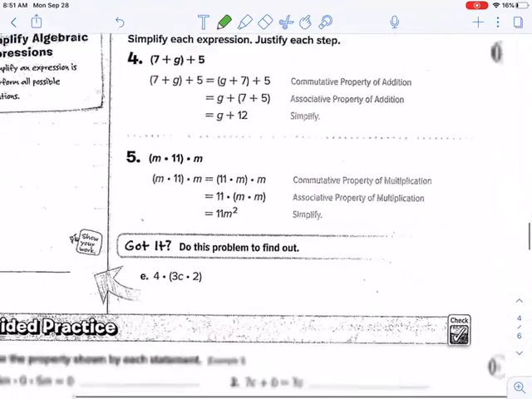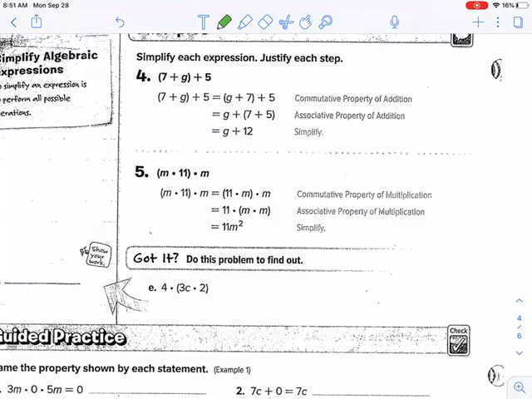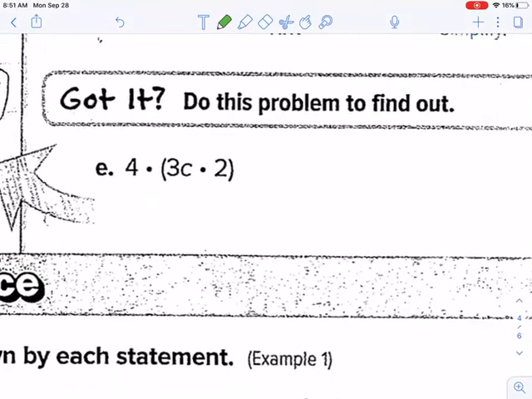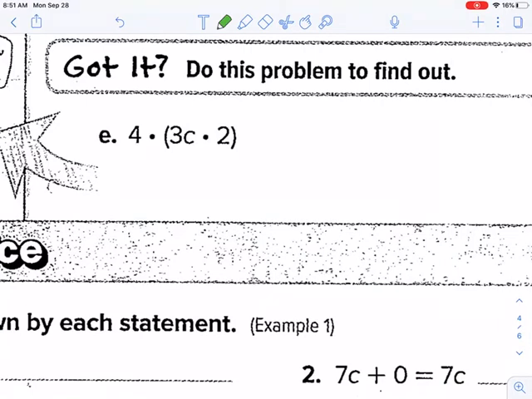All right, and then the last part here is just an example of what I just said. If you look at letter E on the next page, in this problem you can multiply all three numbers together, actually, and the variable. But you would probably start with the 4 and the 2. So you'd want to flip-flop these two so that the 2 is closer to the 4. And then your parentheses are around the 3C and the 2. But like I said, you'd probably want to do those two first. So we could move the parentheses around the 4 and the 2, and that's the associative property. So that gives you 8 times 3C.